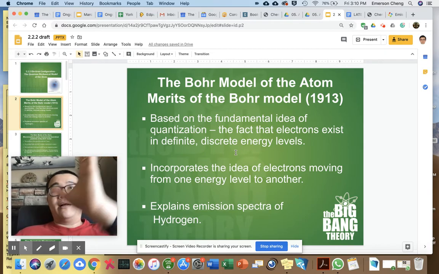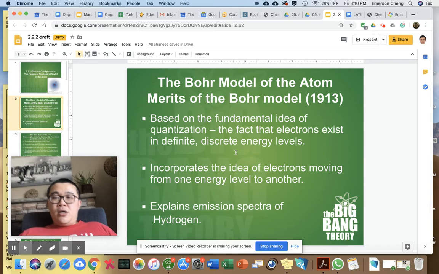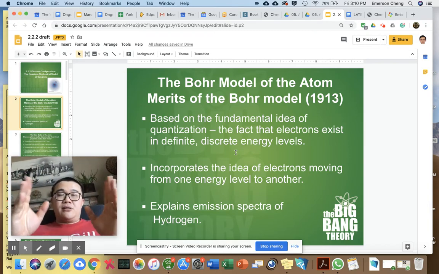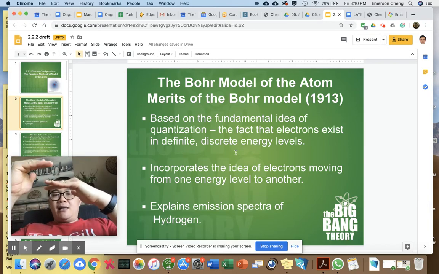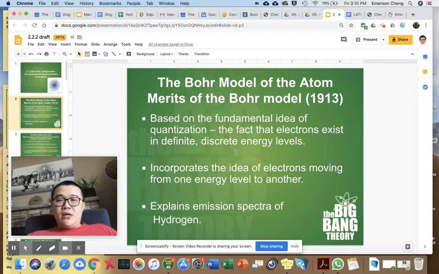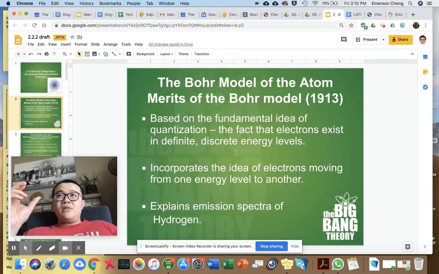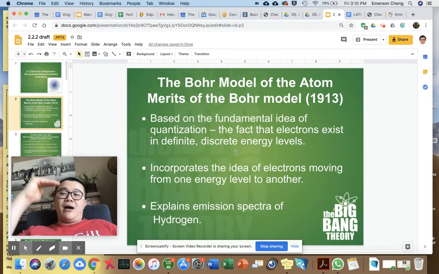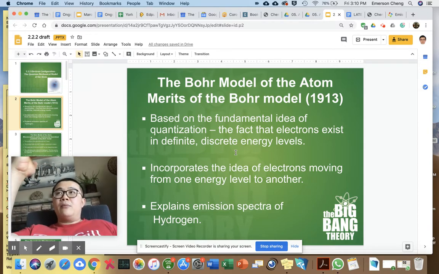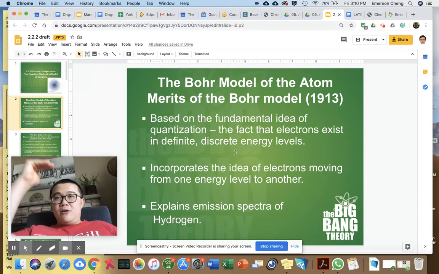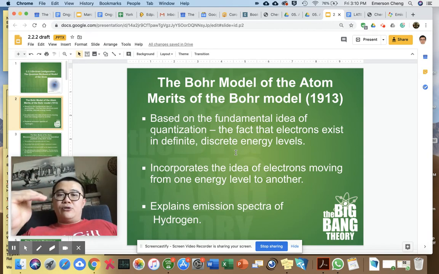There's something called quantization. You talk about discrete, specific energy levels. Once electrons receive energy, they go from a lower state to a higher state, and later move back from the excited state down to the lower state, sending out the energy. You also talk about the emission spectra of hydrogen, just like I said earlier.